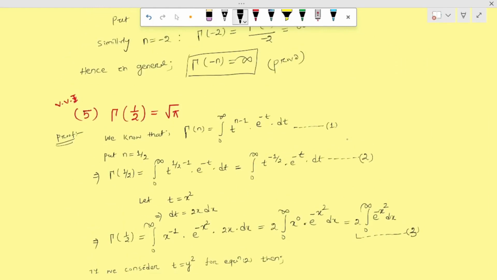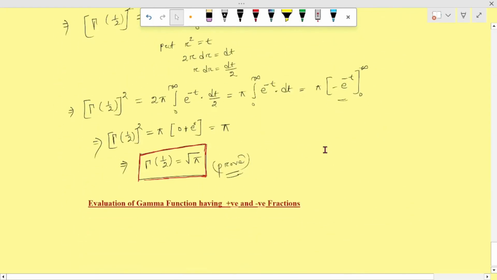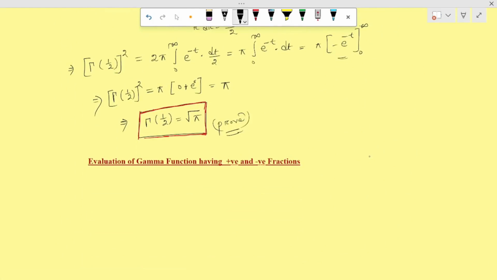by using the fifth property, that is, gamma 1 by 2 or gamma half equals root pi. So in this lecture we are going to discuss the evaluation of the gamma function at positive and negative fractions. First we discuss fractions like 1 by 2, which we have already evaluated as root pi, then 3 by 2, 5 by 2, and plus or minus 3 by 2, 5 by 2, and so on. That means the numerators are odd values.